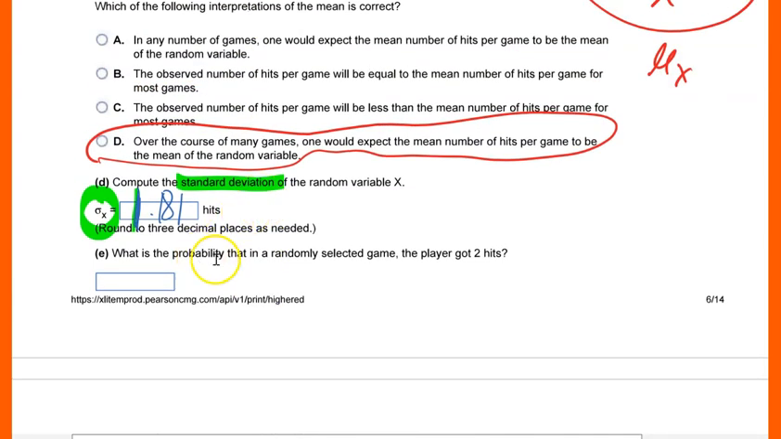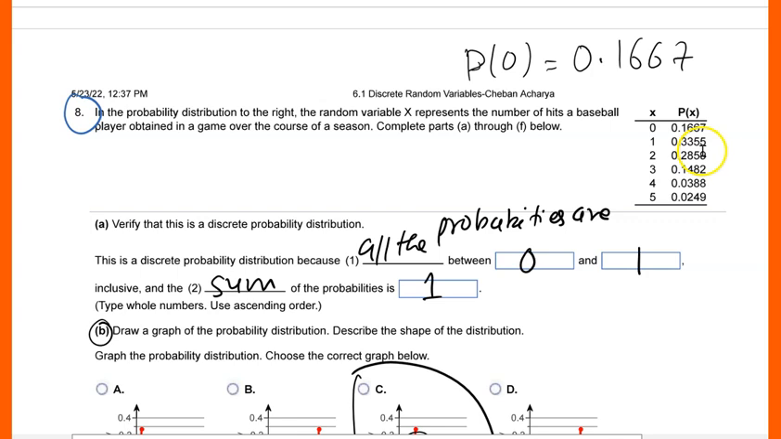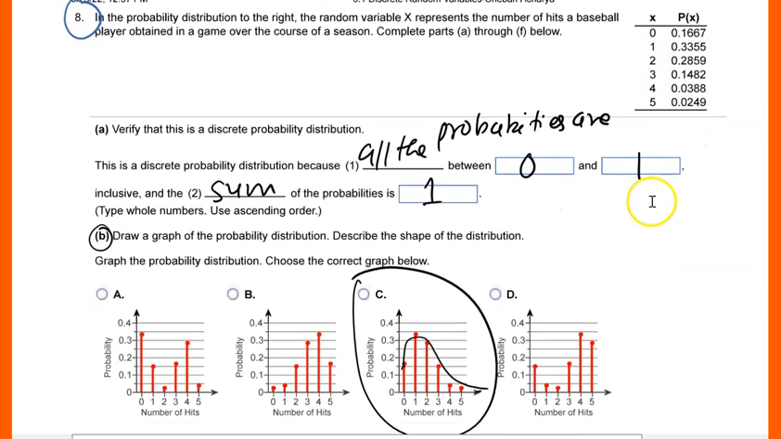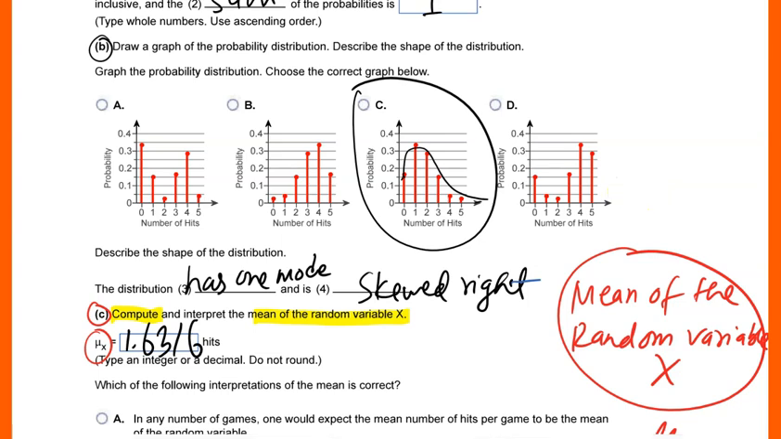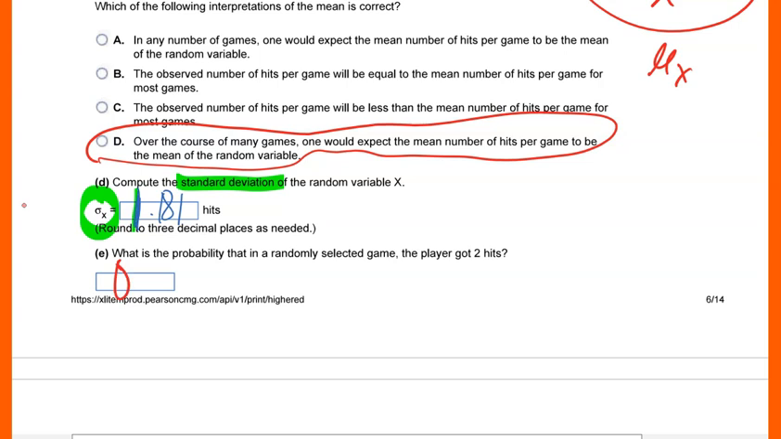Part A. What's the probability that in a randomly selected game the player got 2 hits? Here you're looking for P of 2. P of 2 is 0.2859. That's the answer.